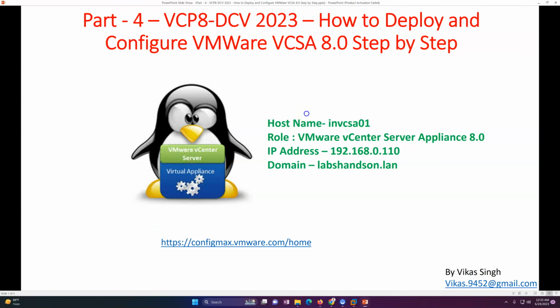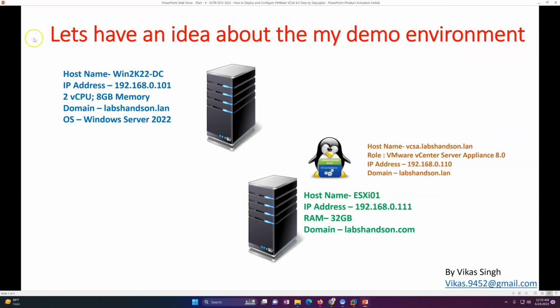So this is my demo environment. I have my domain controller from where I'm going to run my vCenter setup and deployment, and this is my ESXi host. On top of this ESXi host 01, I'm going to deploy this VCSA machine within a virtual machine. So let's start.